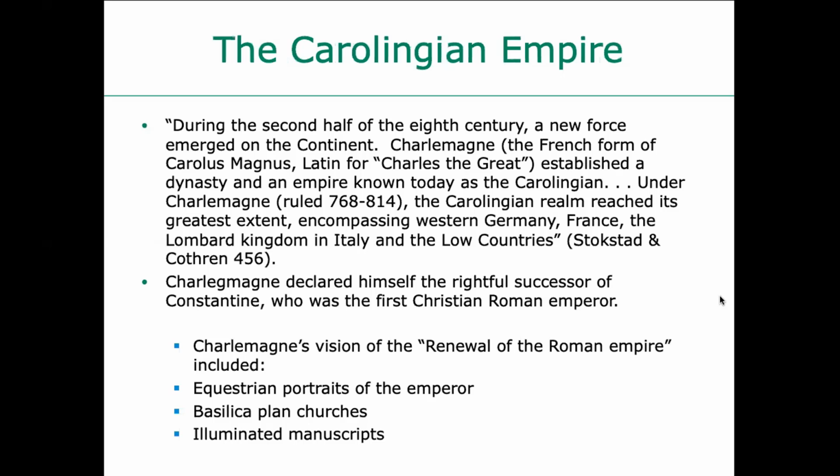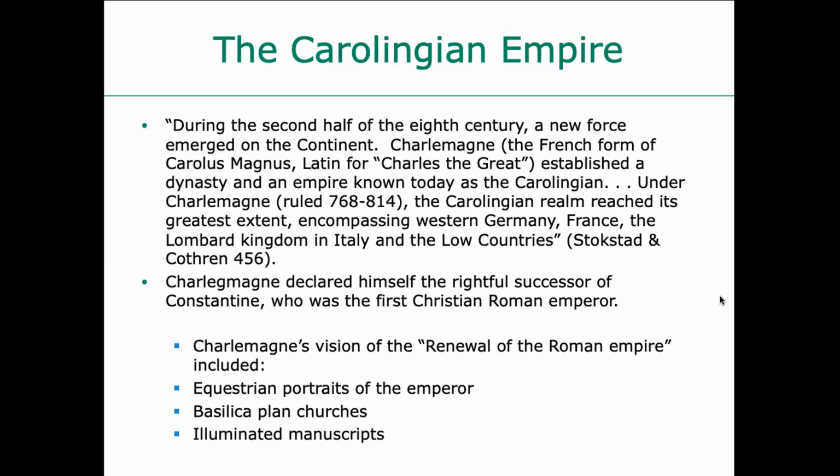Now let's move on to the Carolingian Empire. During the second half of the 8th century, a new force emerged on the continent. Charlemagne, the French form of Carolus Magnus, Latin for Charles the Great, established a dynasty and an empire known today as the Carolingian. Under Charlemagne, the Carolingian realm reached its greatest extent, encompassing Western Germany, France, the Lombard Kingdom in Italy, and the Low Countries, according to our textbook.